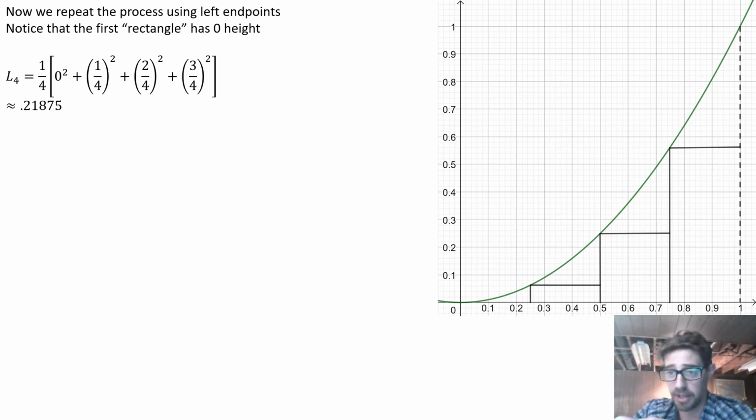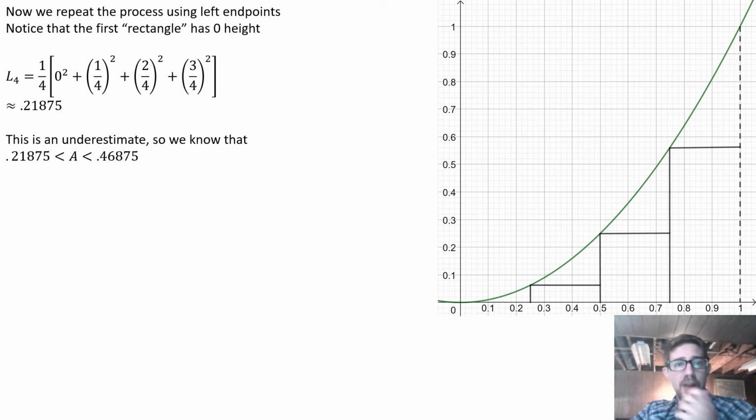So that's not a good estimate either. There's a ton of area that's unaccounted for now, right? There's a ton more area under the curve than there is in the rectangles. But now we've refined it. Now we're not just saying, okay, A is less than a half. We know that A is somewhere between 0.21875 and 0.46875. And now we make it better.